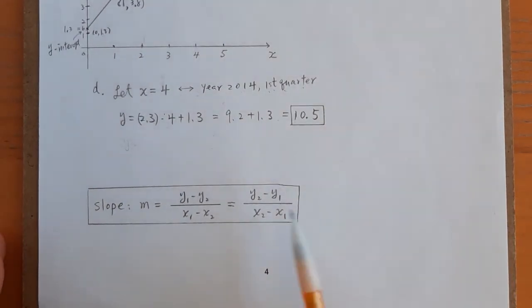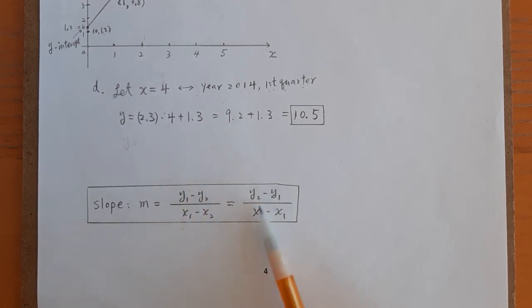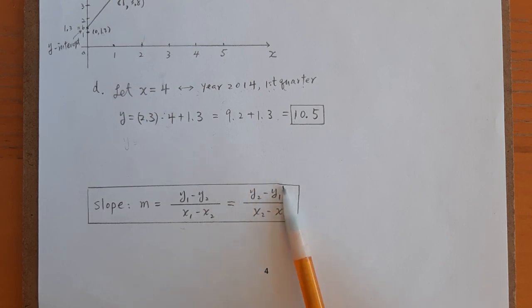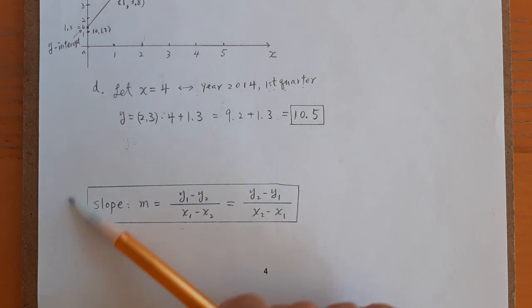And following here is the slope formula. You can do first point minus second point, or second point minus first point. Either way, the two are equal. You will get the same slope.